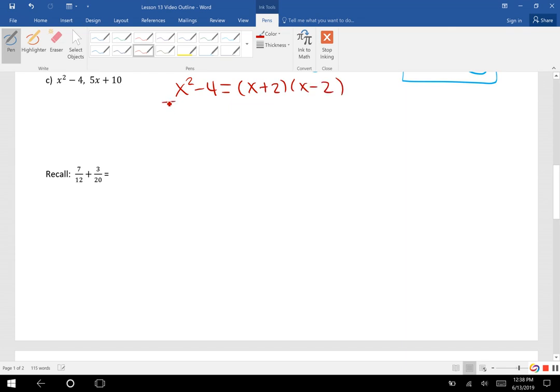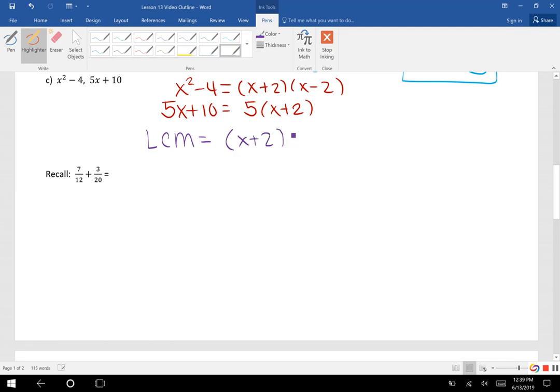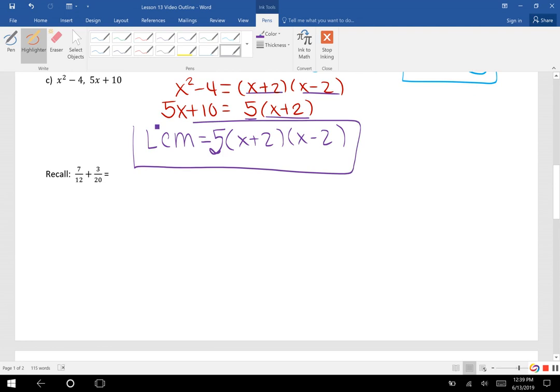And then the 5x plus 10, that one has a GCF. That's 5 times x plus 2. And then I can use the same process to find my least common multiple. I'm just going to write down all the factors from the first term. So we need an x plus 2 and an x minus 2. And then I move down to the second. I already wrote down the x plus 2, so I just need to tack on a 5. And I'll put that in the front because it looks a little nicer, but it doesn't matter where you put that 5.